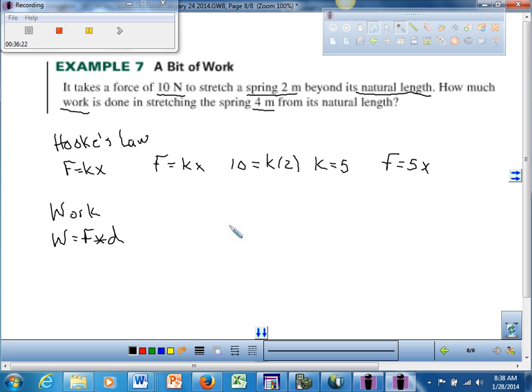And then to calculate the work, we want to set up like this. What you want to think about is making it a Riemann sum problem, where we're finding the area of a bunch of rectangles, force times distance, where force is our function, 5x. That's going to be the height of each of our rectangles, and what's the width of each of our rectangles?